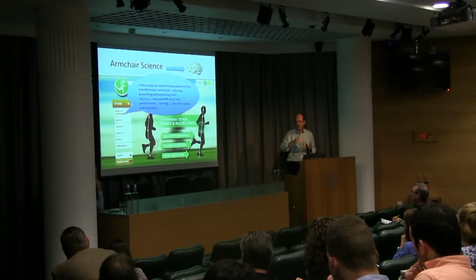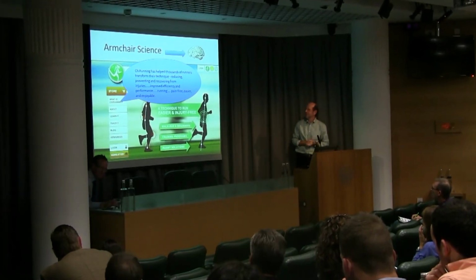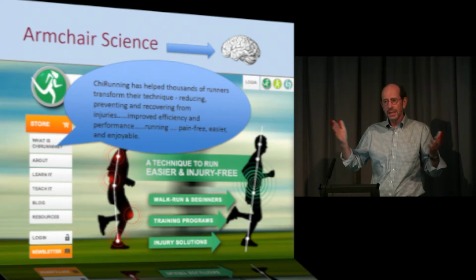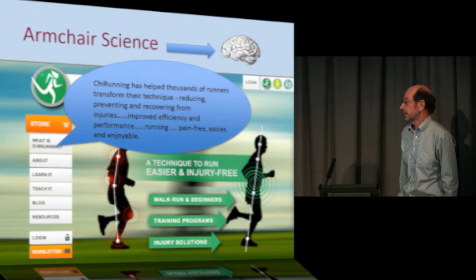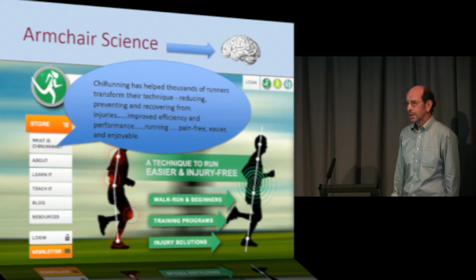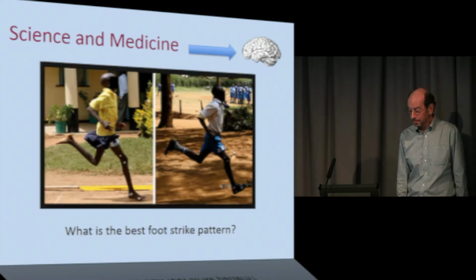And I know I'm treading on your territory here, but hopefully I'm giving you a nice introduction to modification of running gaits. So this is an example of armchair running. Where did it come from? Certainly there's no science in this, but people are doing it, and some of them will come to you and say, well, should I be Chi running? And so that's a typical example of what you want.